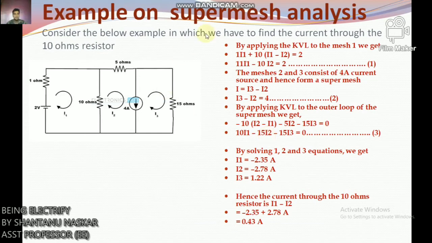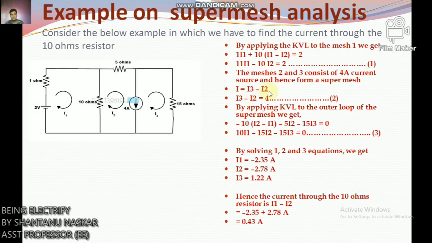So consider the below example in which we have to find the current through the 10 ohm resistance. Applying KVL to mesh 1, we get equation 1: 11 I1 minus 10 I2 equals 2. Mesh 2 and 3 consist of a 4 ampere current source, so from here we can apply the super mesh technique.